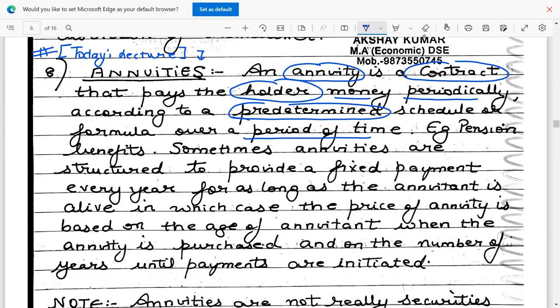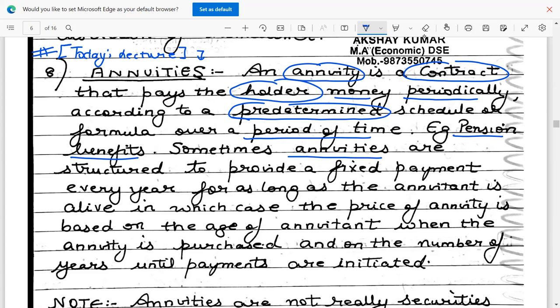And these are all periodical. So after every fixed period of time, the annuity holder is going to receive a fixed sum of money. Example, all of us know pension benefits. When people retire from jobs, especially government jobs or bureaucrat jobs, they get pensions. These are like annuities only because it's a fixed sum of money paid periodically.